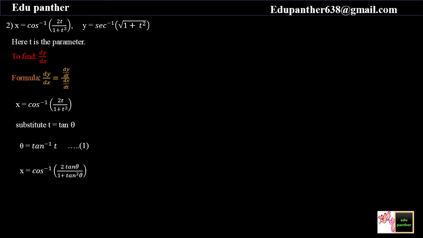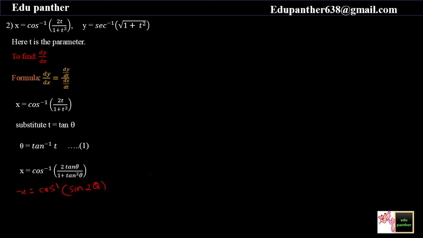Now substitute t is equals to tan theta in this value of x. So it will become cos inverse of, now here numerator is 2t. So 2 times tan theta, divided by denominator is 1 plus t square. So 1 plus, but t is what? Tan theta. So it will become tan square theta. Okay, so now here as we can see that it's 2 tan theta upon 1 plus tan square theta. So that can be written as, see, we have to use trigonometric formula here. So cos inverse of, and this bracket is the formula for sine 2 theta.